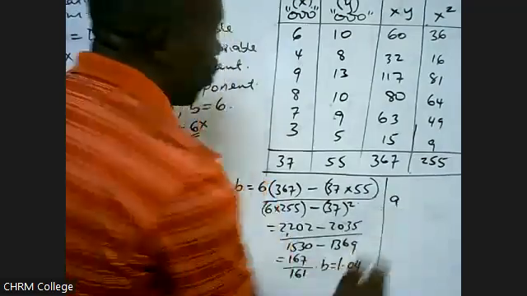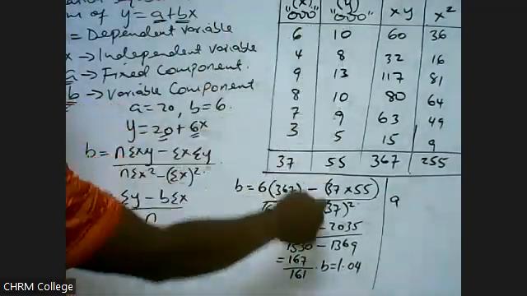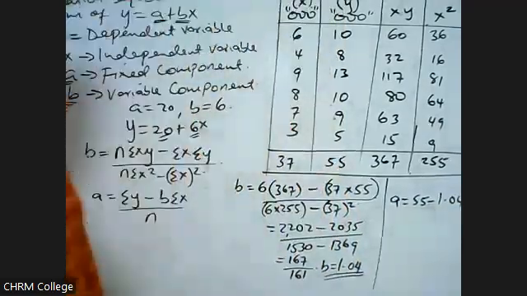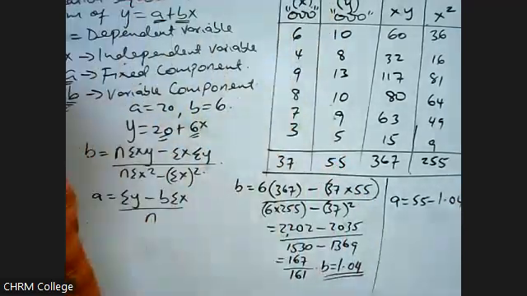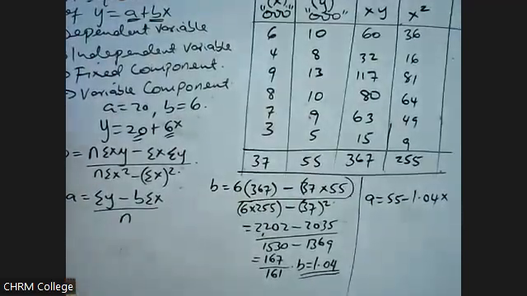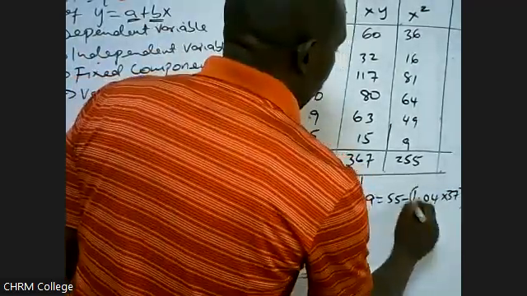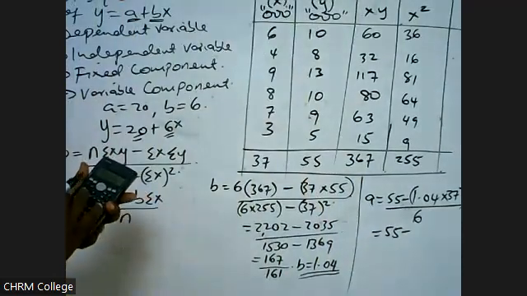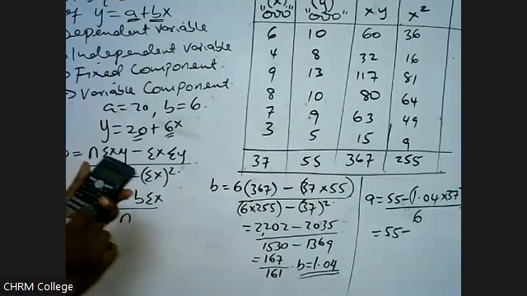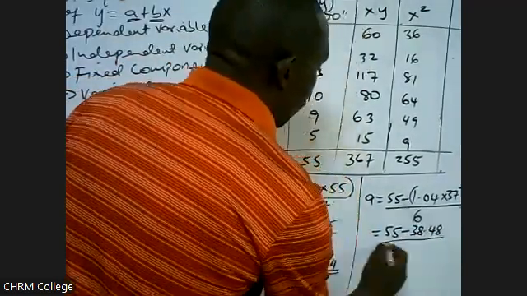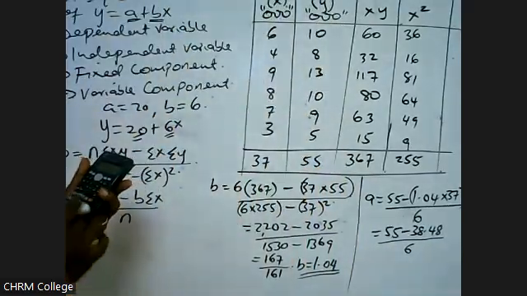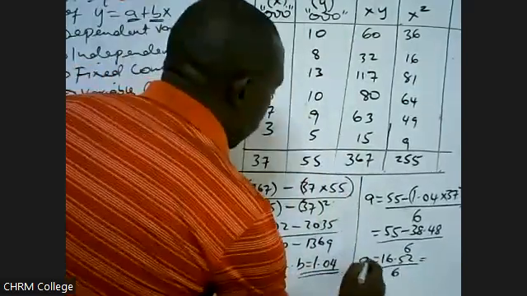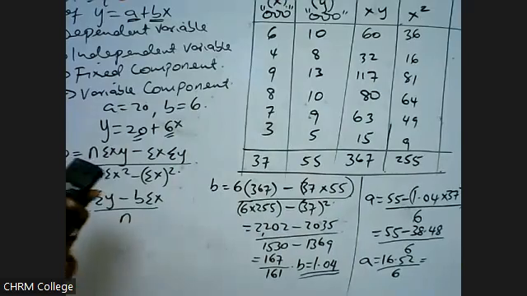Once you have your B, you can now get your A. Your A will be summation of y, which is 55, minus B, which is 1.04, times summation of x. Summation of x is 37. Then you divide it by n. Our n is 6. Equal to 55 minus 1.04 times 37. You get 38.48. You divide by 6. This is 16.52 over 6. Our A is what? 2.75.